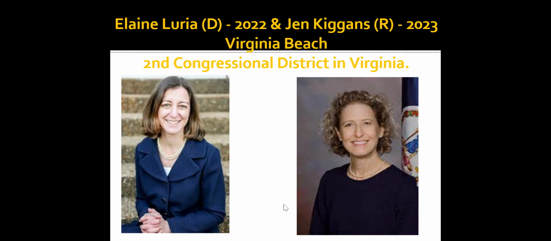So somewhere on your paper, find some blank space in a margin or something and write down those two names. Make sure you put Elaine Luria and put a little capital letter D next to her name because she is a Democrat, and then put Jen Kiggins. She is a Republican, and she will take over in January.